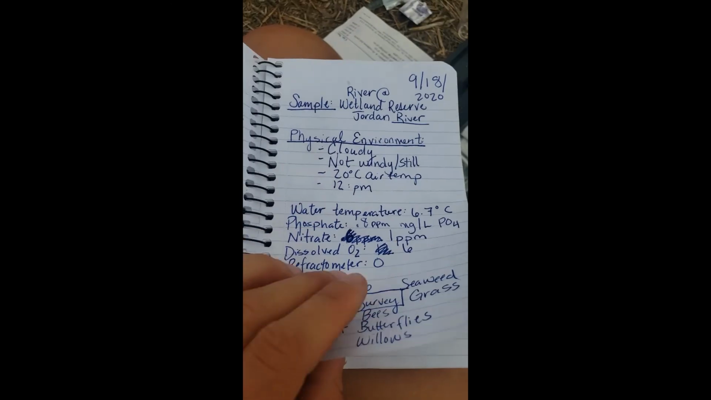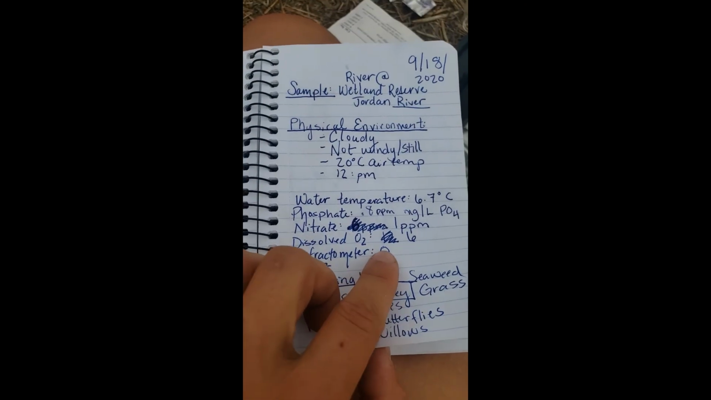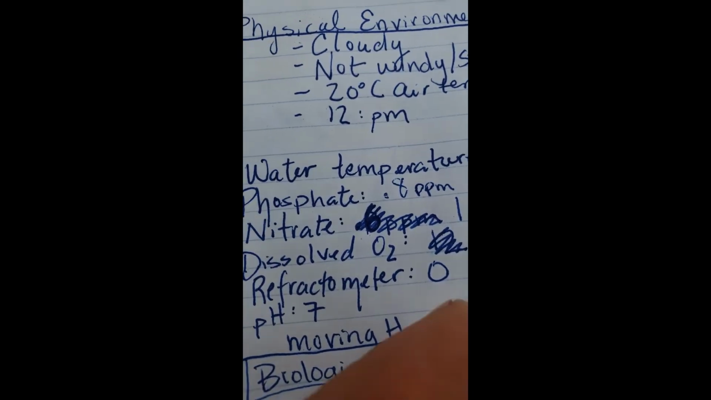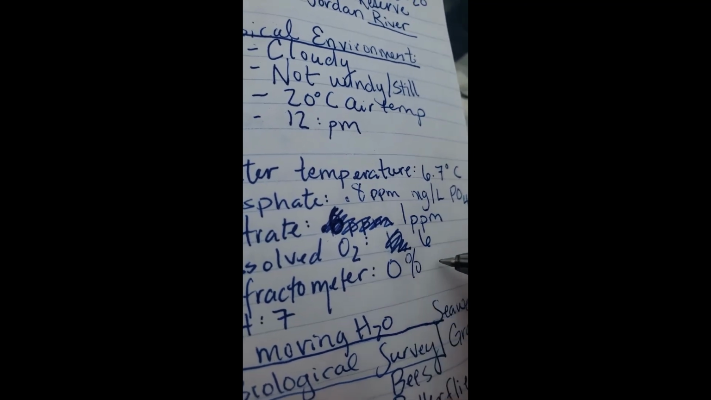Both of the samples you could see through, so the refractometer had them at 0%. Let's make sure we don't have any naked numbers here. But this was 0% saturation.